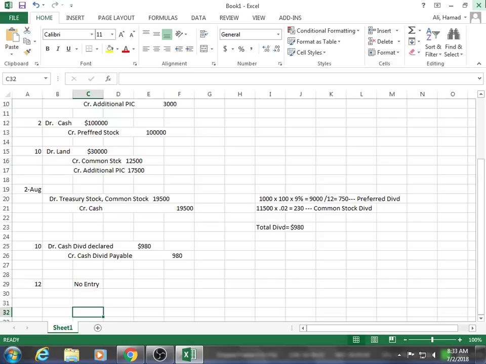Now the payment date, which is the payment date there? August 22nd. So we just switch them around. What do we debit? Debit cash dividends payable for $980.